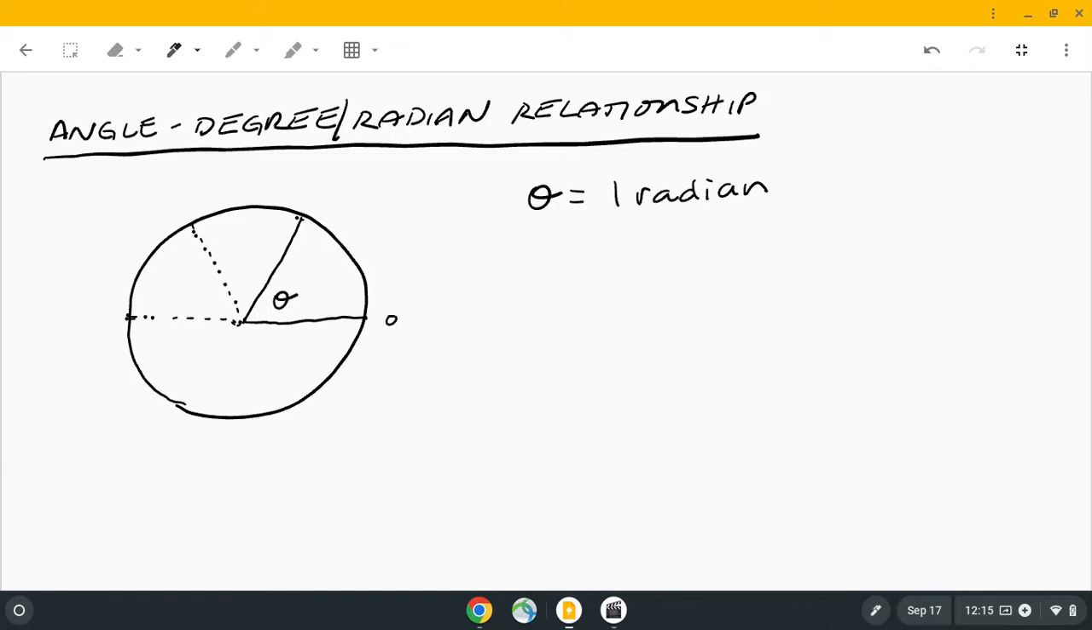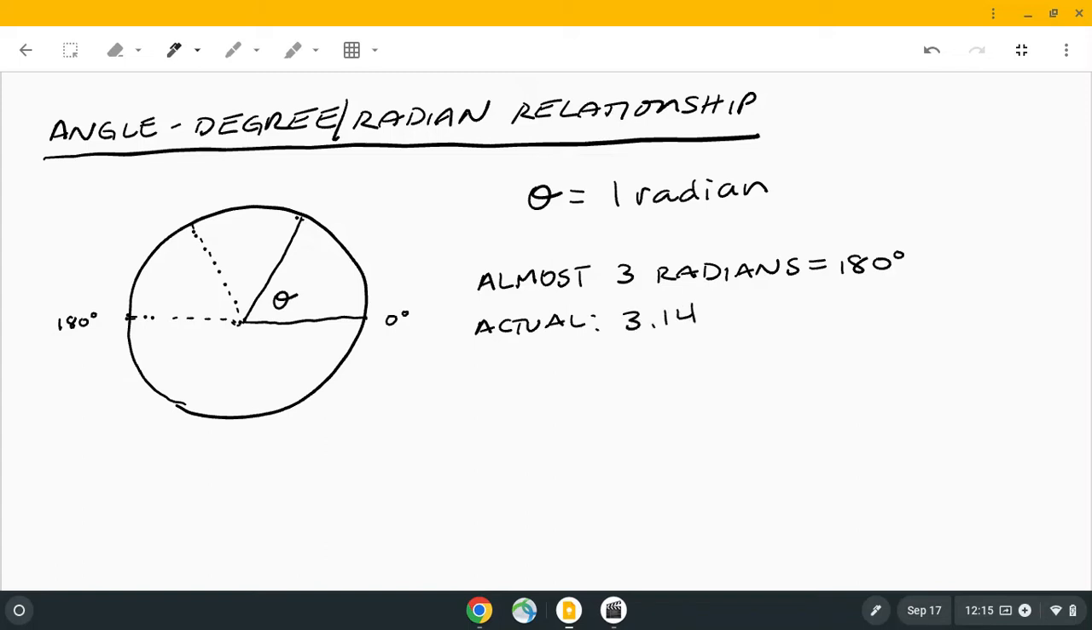So here, we know that that's 0 degrees, and we know this is 180 degrees, right? But our focus is on radians. So it's not quite 3 radians that make 180 degrees. It's almost 3 radians. Almost 3 radians equals 180 degrees. So it actually takes a little bit more than 3 radians. The actual is 3.14 radians.